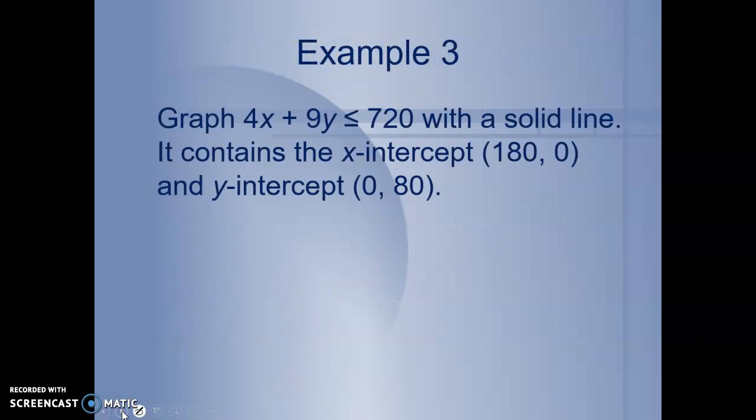The first thing that we're going to do when we want to graph 4x plus 9y is less than or equal to 720 is find the y-intercept and the slope. And we do that by solving for y. When we solve for y, we find that our y-intercept is (0, 80). We also know that we want to graph with a solid line because of this less than or equal to symbol. To find the x-intercept, we could plug in a 0 for y, and we find that our x-intercept is (180, 0).